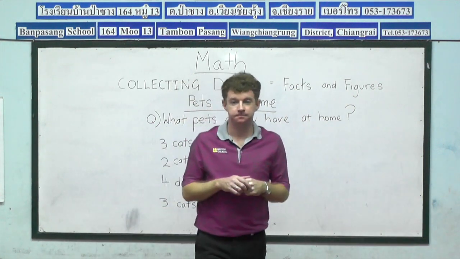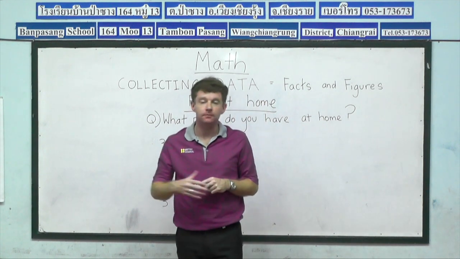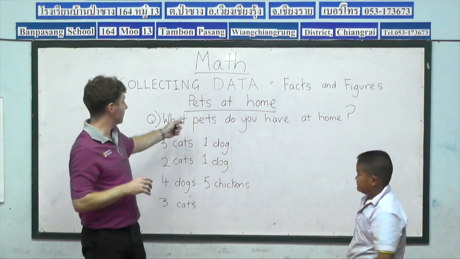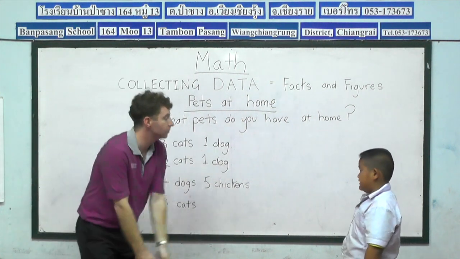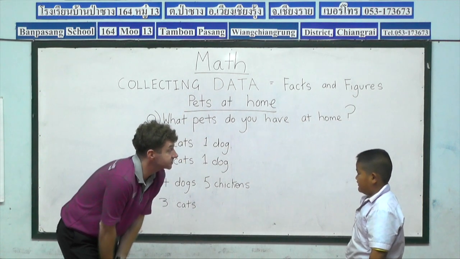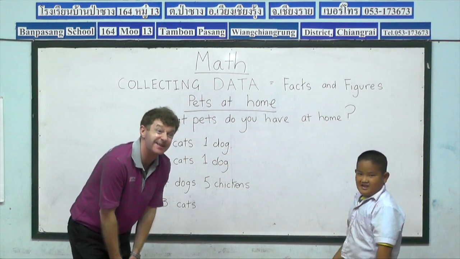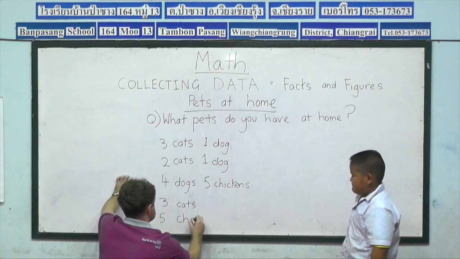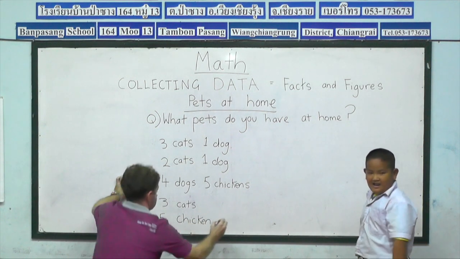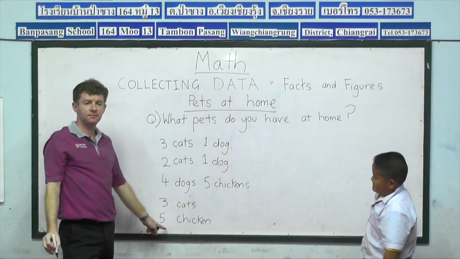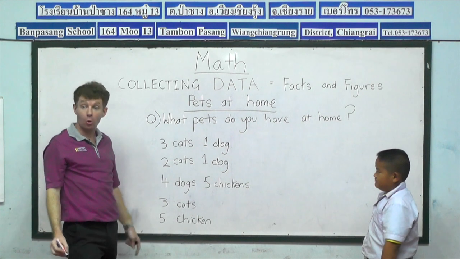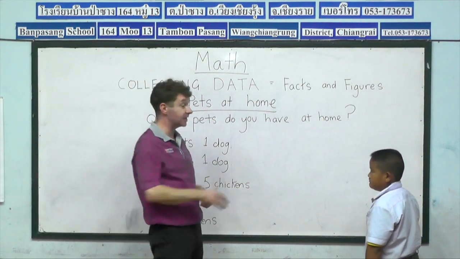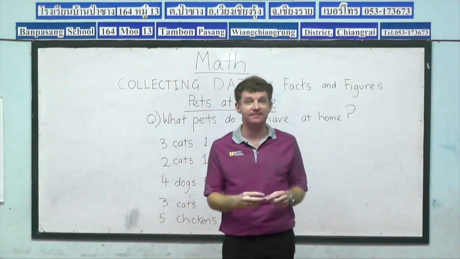Next student, Ned, come and join me at the front. It's time to find out about your pets. So, Ned, what pets do you have at home? Do you have any pets? Five chickens. Wow, Ned has five chickens. So we can write 5, C-H-I-C-K-E-N. Is that correct, guys? 5 chicken. Why do we need the S? Plural, more than one, we need the S. Ned, that's brilliant. Ned and his 5 chickens. High five, big round of applause for Ned.